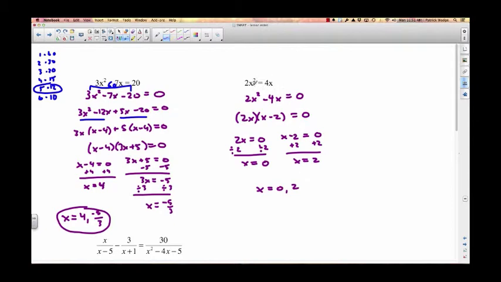We could check both of these really fast. 0 squared is 0, times 2 is 0. 4 times 0 is 0. Yep, those both equal 0. Put 2 in here. 2 squared is 4, times 2 is 8, and 4 times 2 is 8. These both work.